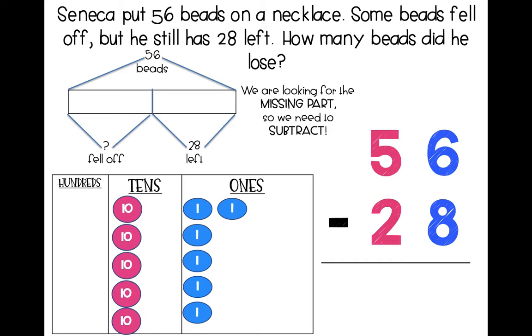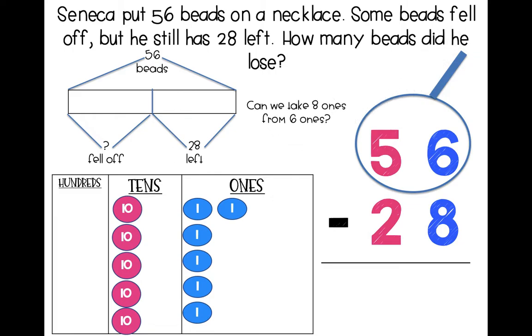Remember, if you start falling behind or you need an extra minute to catch up, you can pause your video until you are caught up. Now that we have 56 on our place value chart, we can take a closer look at our whole. Can we take 8 ones from 6 ones? That's right, we can't. We have more on the floor, and if we remember our rule, more on the floor, go next door and get 10 more.